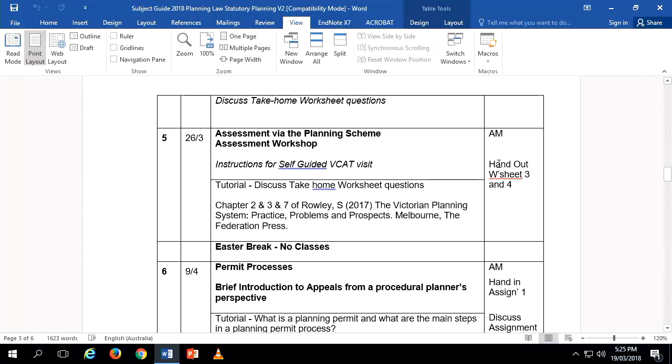You'll note here for next week I'll hand out worksheet 3, and if I get through it, worksheet 4. Otherwise it'll come a couple of days later. Please note that the Easter break is the week following week 5.